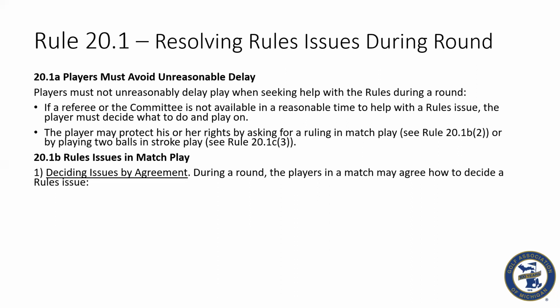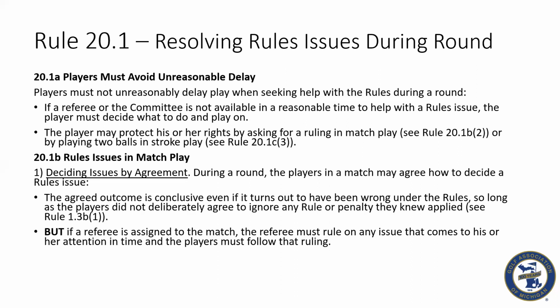So, unique to match play, if the players in a match are not sure what to do and they agree on how to decide a rules issue, that's fine, provided that they're not doing it to deliberately ignore any rule or penalty they knew applied. Okay, so they can't just say, hey, anytime a ball goes in the penalty area, we're not going to count it as a stroke, and we're just going to get free relief. They know that that's the rule. They can't do that. But if they come up and say, I'm not sure if it's 1 club length or 2 club lengths, they can agree and say it's 2 club lengths. And even if that's not right, that's fine in match play.